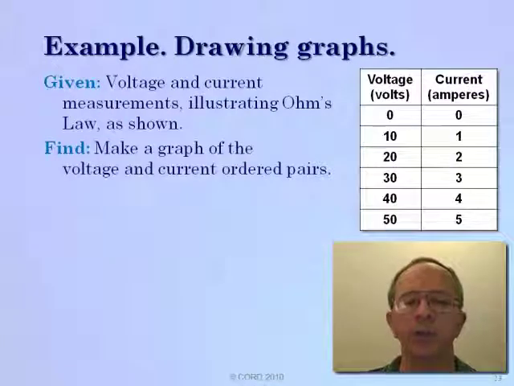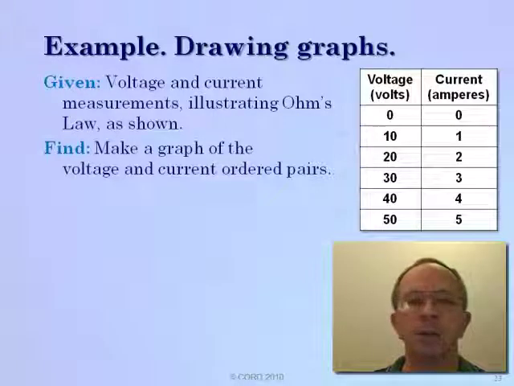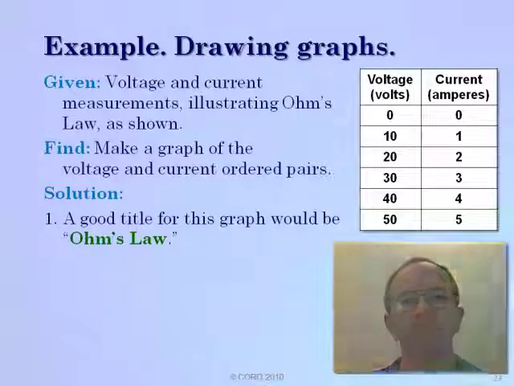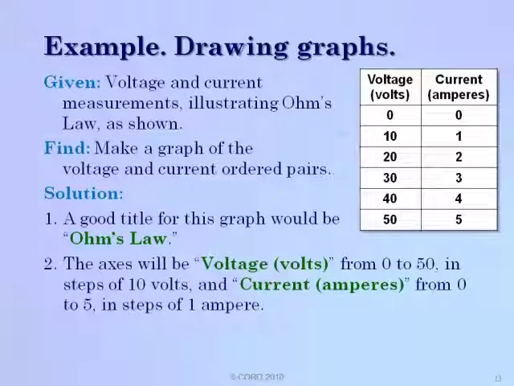Here's another one. Given voltage and current measurements that are perhaps illustrating Ohm's Law, let's make a graph of these voltage and current ordered pairs. A good title for this graph would be Ohm's Law, since that's what we're showing. And the axes for this would be probably voltage from 0 to 50 and current from 0 to 5.